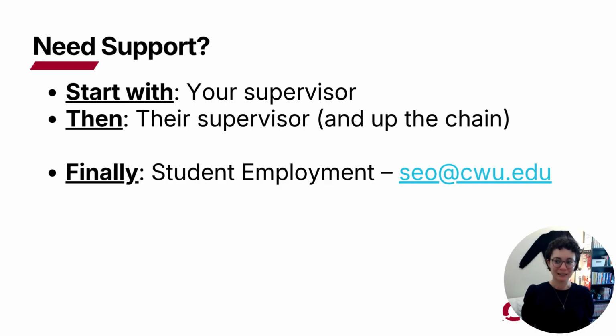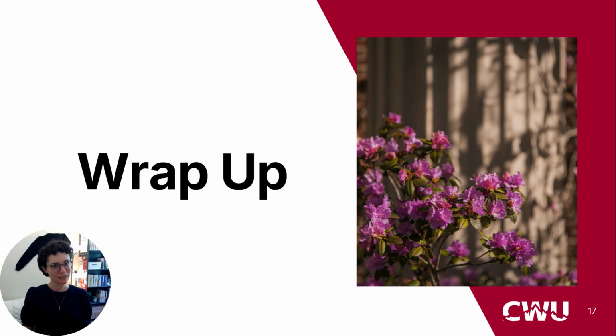And that brings us to our last bit of information for this training: who to contact if you need additional support or have a concern. Your first step should be to contact your supervisor. They should be able to help you with most concerns and support needs. If you don't feel comfortable or if your concern is about your supervisor, your next step is to contact their supervisor. Continue up the chain of command as needed. And if you're continuing to have an issue, you can contact the Student Employment Office, and they can be reached at seo@cwu.edu. If you're using the worksheet, pause the video and write down 3 things you learned from this training.